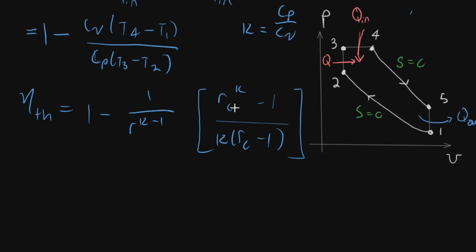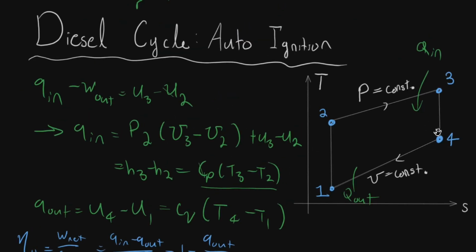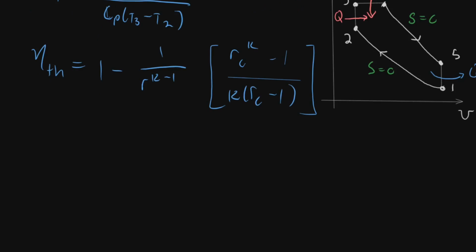And you might be like, hey, what's this RC thing? This is called the cutoff ratio. The cutoff ratio for diesel is basically just the ratio of the volumes during combustion, so it's V3 over V2. It just simplifies things a little bit so we can write our thermal efficiency in this nice little equation. So RC equals V3 over V2.